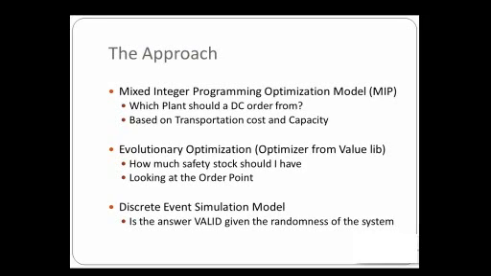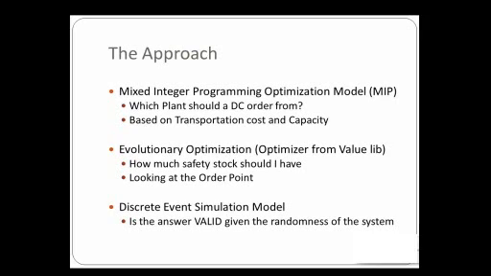Then we would go into the evolutionary optimizer, and we would be looking at the order point at each of those locations, each of those location product combinations, to help us get in the realm of where our safety stock needs to be. Then finally, we would use just a plain discrete event model to help validate the answers that we have based on randomness. Because if we're looking at the mixed integer programming model, it wouldn't really be based on randomness. It's just more of a deterministic problem, a deterministic model.